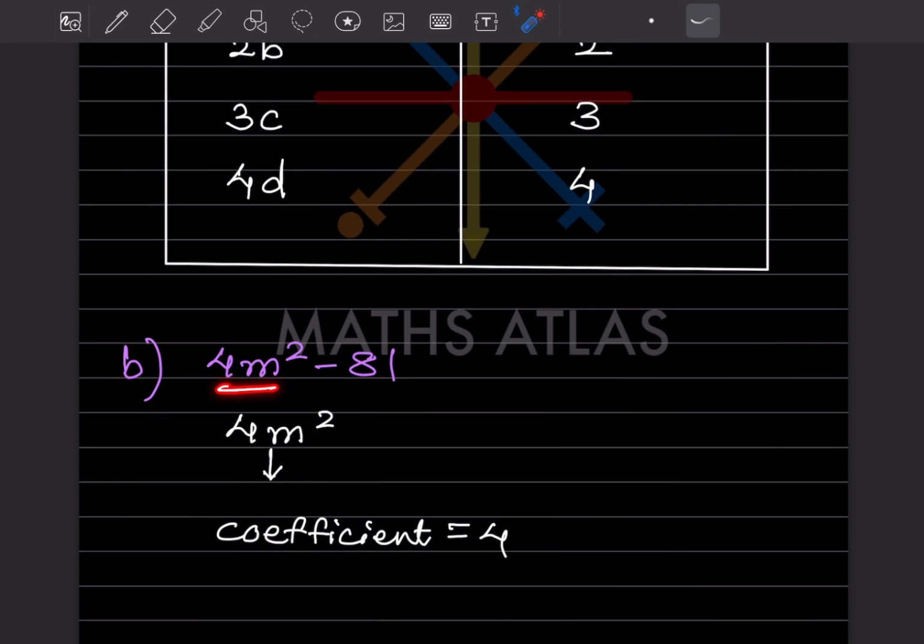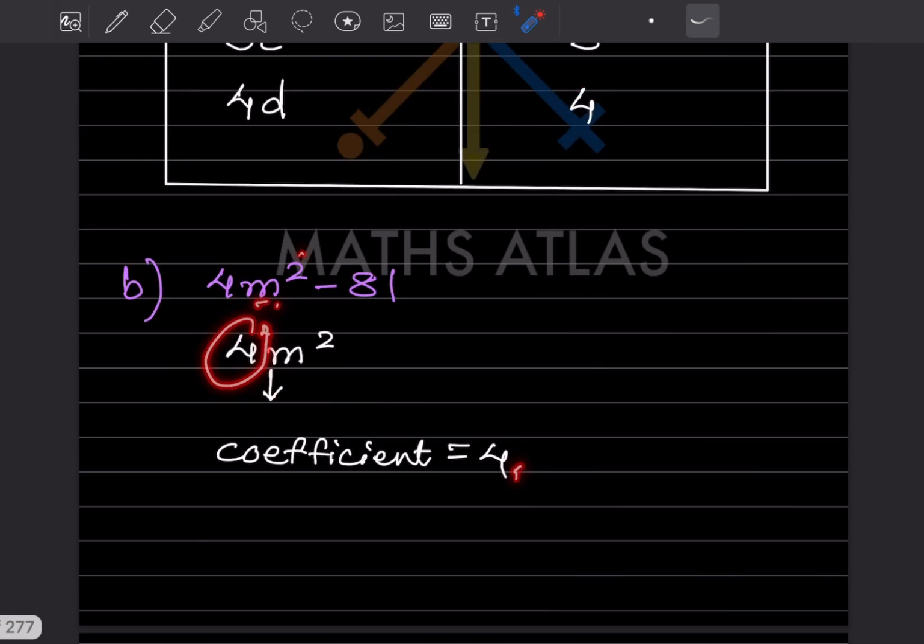Now here there are 2 terms. I have drawn the table here. This is a constant, so we don't have to think about it. A constant doesn't have any coefficient. Here we have the variable term 4m square, so the coefficient is 4.